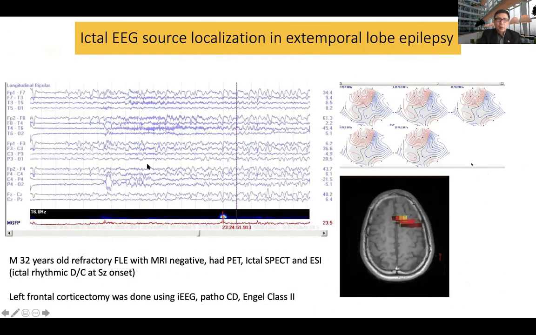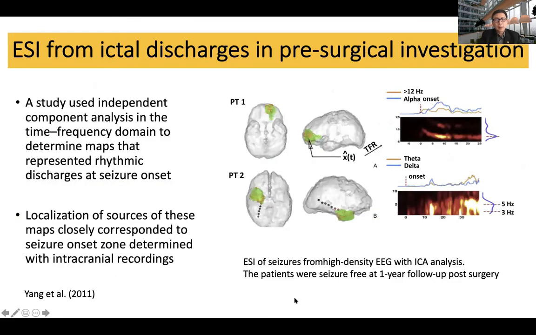This is one example of a 32-year-old patient who had refractory frontal lobe epilepsy with a negative MRI, and who had PET and ictal SPECT. ESI of the ictal onset showed the location for placement of the intracranial depth electrode, and the patient then had surgery later on, and pathology showed cortical dysplasia.